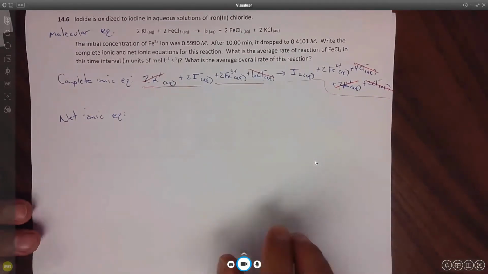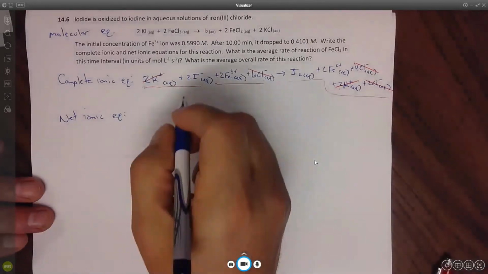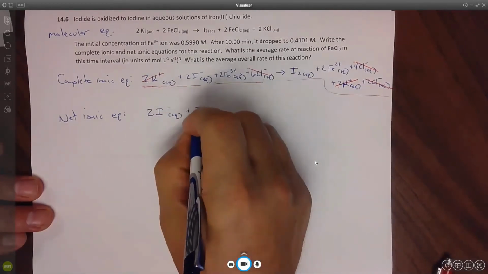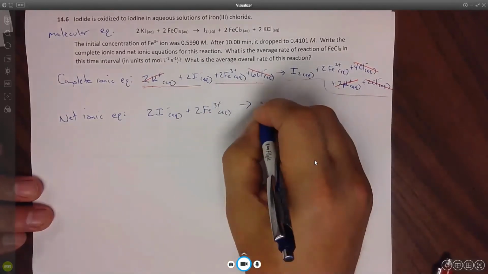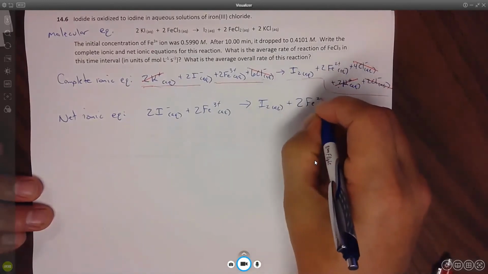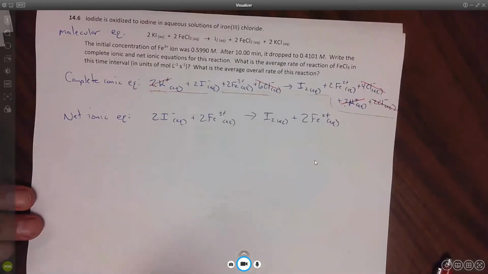Okay, so those were what we call spectator ions. They didn't do anything. What's left is the actual chemistry that occurred. So our 2 iodide ions plus our 2 Fe3+ ions formed our I2 aqueous and the 2 iron 2+ ions. So there's our net ionic equation. Any questions about that? Going from molecular to complete ionic to net ionic.